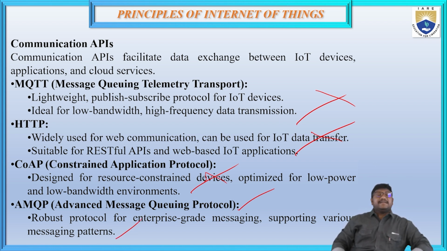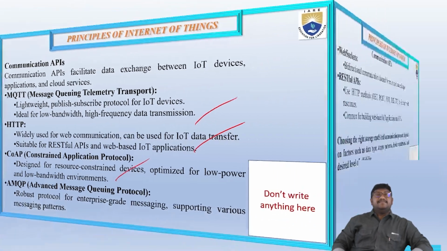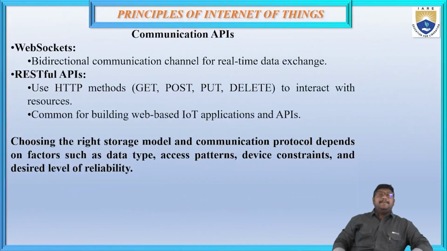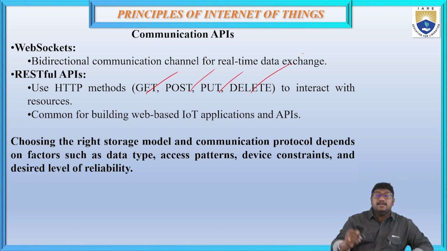These are the different kinds of protocols which exist in communication APIs for exchanging data between IoT devices and applications. And coming to WebSockets, these are bidirectional communication channels for real-time data exchange. And along with that, RESTful APIs. I already told you, here it uses HTTP methods such as GET, POST, PUT, DELETE to interact with the resources. And it is also common for web applications.